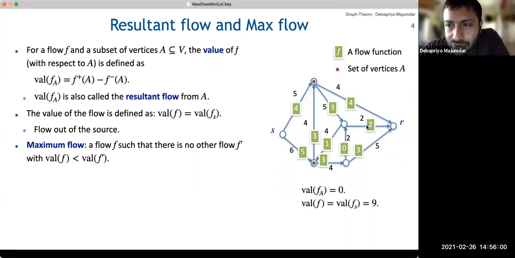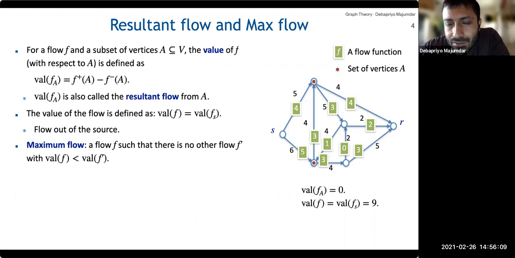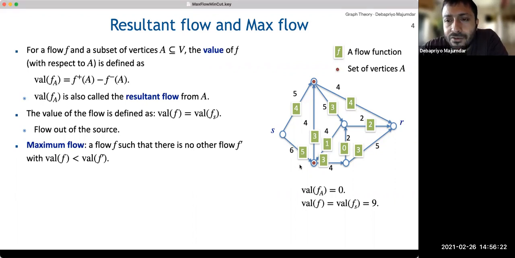The main point here is in this particular flow, we have 9 getting out of the source and 9 getting into the sink, and that's the value of the flow. Is it a max flow? Well, we don't know really yet, but in case it is a max flow, then there should not be any other flow which has value more than this. Or in case it is not a max flow, then there will be some other flow function which has value more than this. That means more than 9 has to get out of the source and the same amount has to get into the sink.